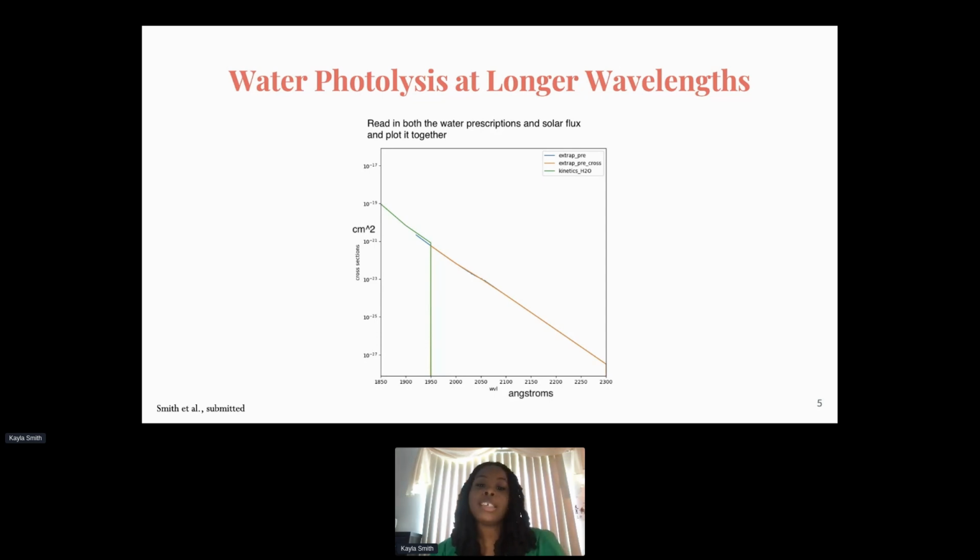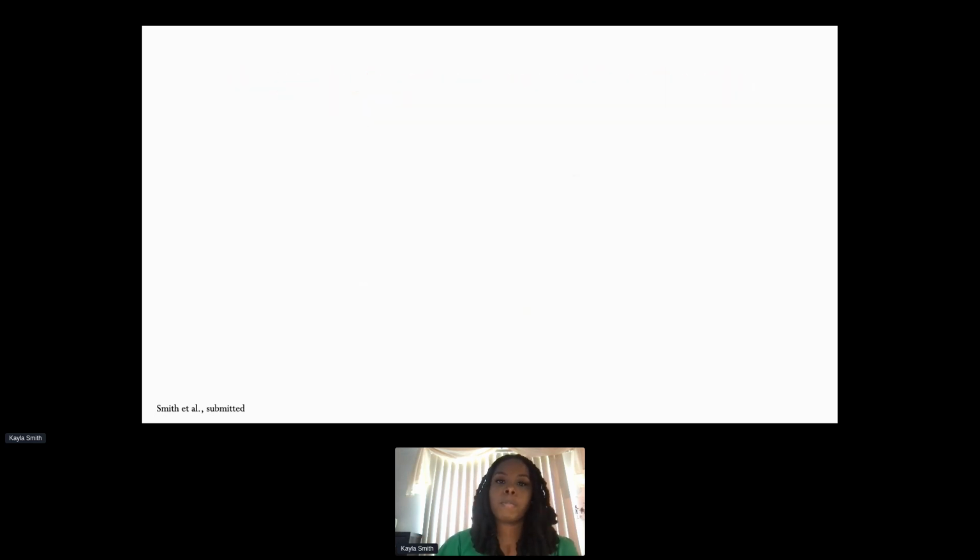2020 actually suggests and actually proves that the water photolysis at much longer wavelengths, extending even more into 2300 angstroms, actually does exist. And so this tail region here is very, very important because we know that water photolysis is non-negligible at those much longer wavelengths than previously found in other 1D photochemical models like KINETICS.